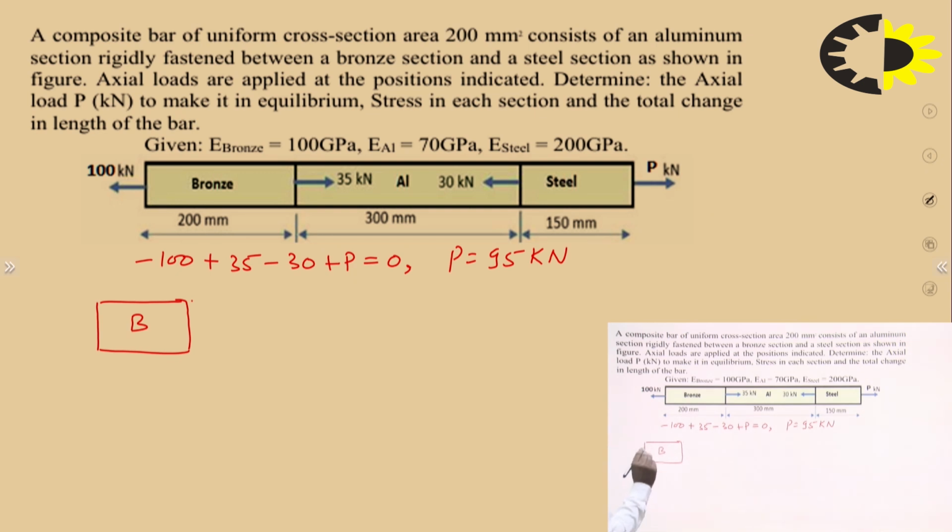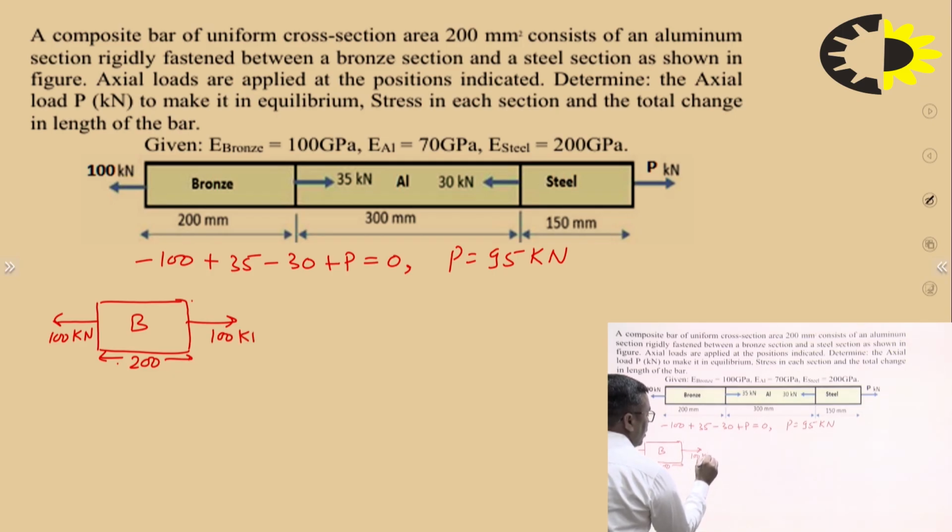Bronze. What is the length of this? 200 mm. What is the force over it? 100 kilonewton. So obviously for any deformation, this side of the bronze section must be subjected to 100 kilonewton. Okay. So can we find out the stress?